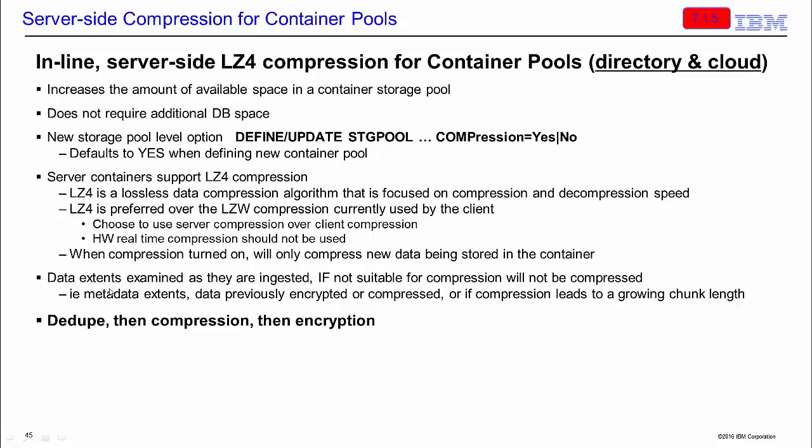As these data extents are ingested, we do examine them, and if they're not suitable for compression, we will not compress them, i.e. metadata extents or data that was previously encrypted or compressed on the client side. The order we go is dedupe, then compress, then encrypt.